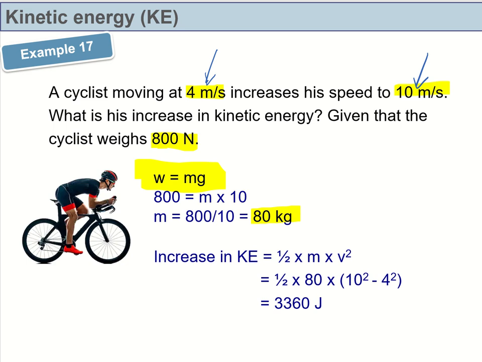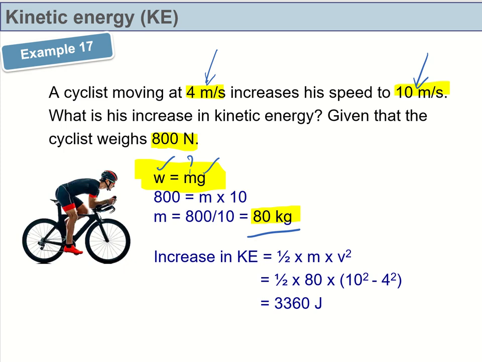Now, in this case, although we know the formula is half mv squared, we do not know the mass. So you need to take the first step to calculate the mass first. So you know the weight, you know g, you can then calculate the mass. So W equals mg will be the formula that you use, and you can get the mass of the cyclist to be 80 kilograms. And then we go on.